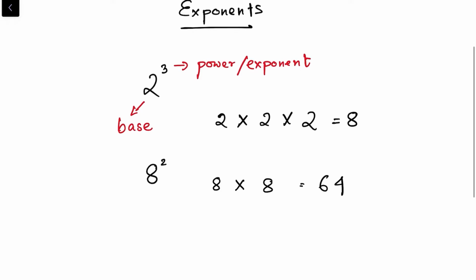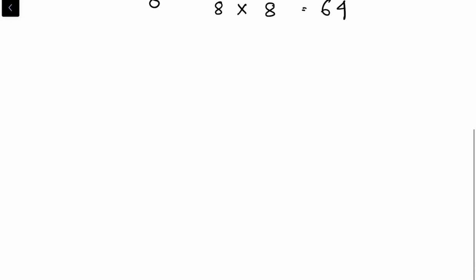Now, let's look at some of the rules of exponents. When you see to the power 0, for example, x to the power 0, it will always equal 1. Whatever base to the power 0 will give us the result of 1. If it is 100 to the power 0, it is 1. If it is 55 to the power 0, it will also give us 1.